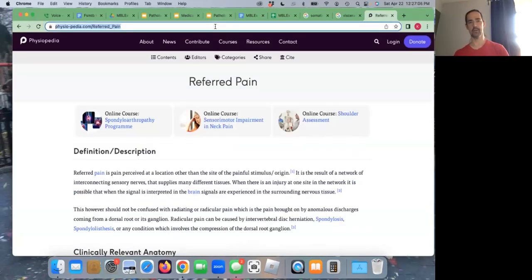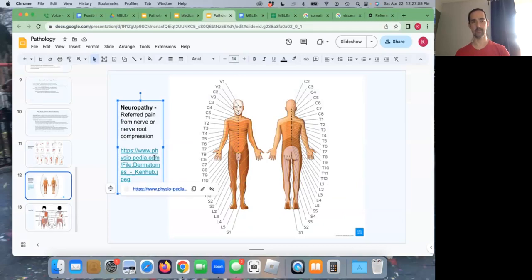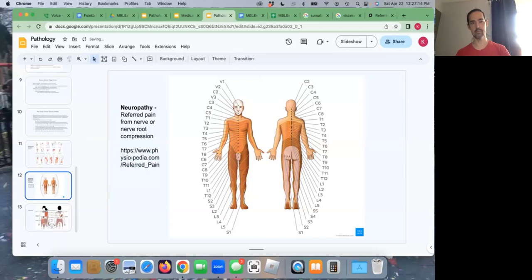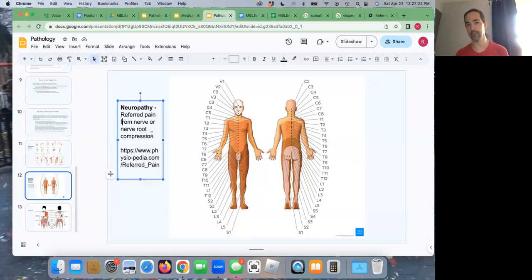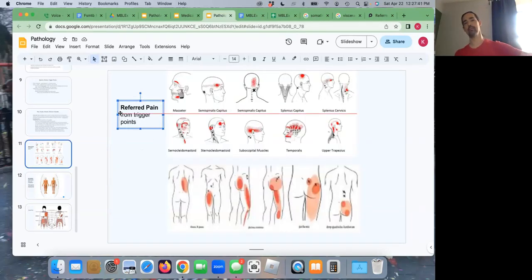This Physiopedia article right here, okay? So that's neuropathy. And please note, there's a difference between pain from a trigger point and pain from neuropathy. Neuropathy is referred pain from a nerve or a nerve root. So on the MBLEX, you definitely should consider that. You definitely should be prepared to answer that there's a difference. And then pain from trigger points is referred pain from trigger points.